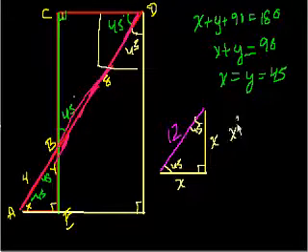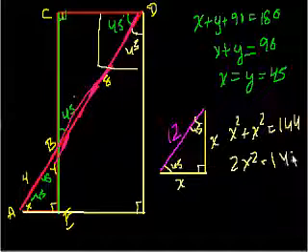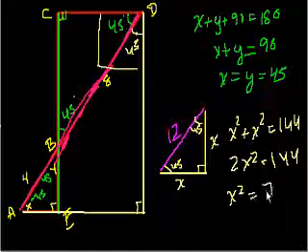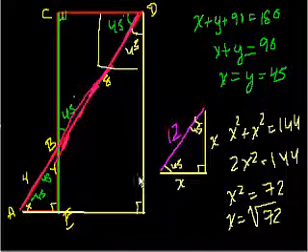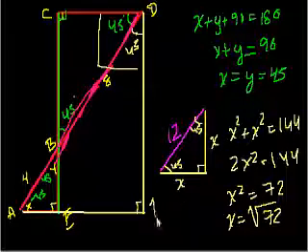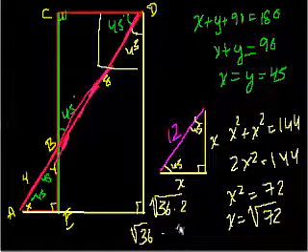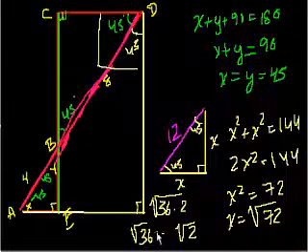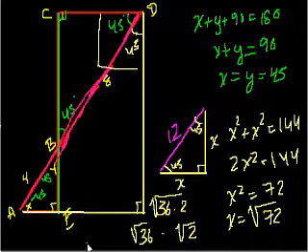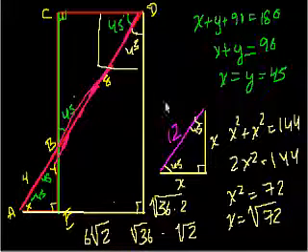So x squared, this is just the Pythagorean theorem, plus x squared is equal to the hypotenuse squared, which is equal to 144. 2x squared is equal to 144. x squared is equal to 72. x is equal to the square root of 72. So what's the square root of 72? The square root of 72 is the square root of 36 times 2, which is the same thing as the square root of 36 times the square root of 2. And what does that turn out to be? Well, the square root of 36 is 6, right? So our answer is 6 square roots of 2. And so that is choice B.